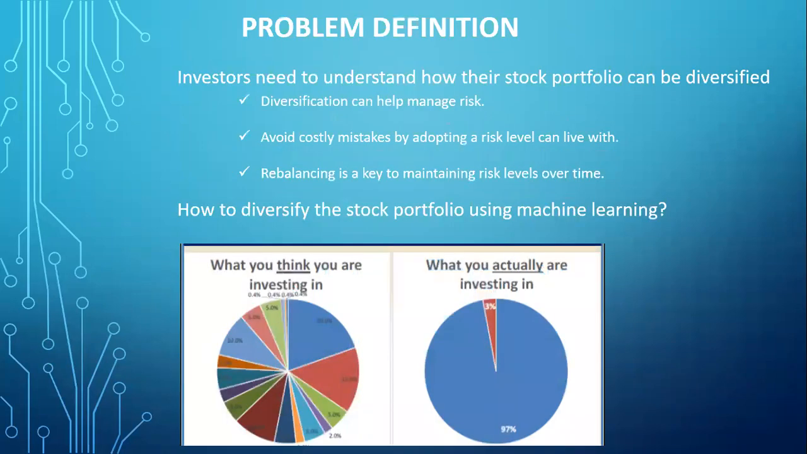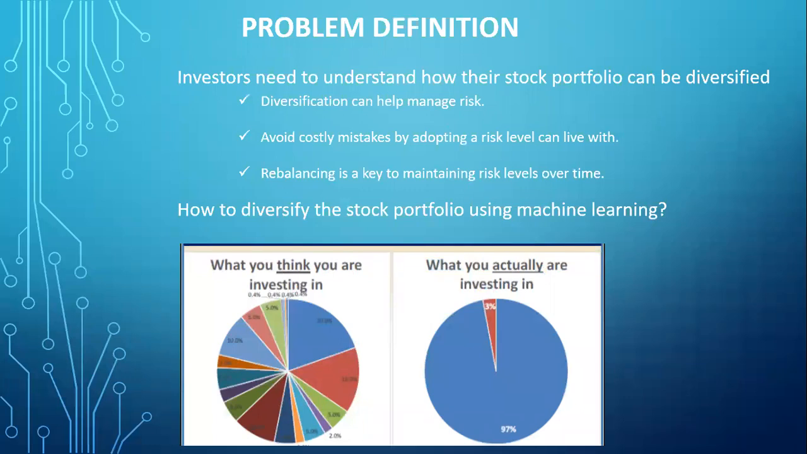Problem definition. Investors need to understand how their stock portfolio can be diversified and why they need diversification. Diversification can help manage risk and avoid costly mistakes by adopting a risk level that they can afford. Also, rebalancing is key to maintaining the risk levels over time with their stocks.